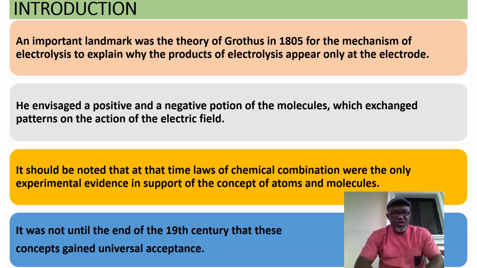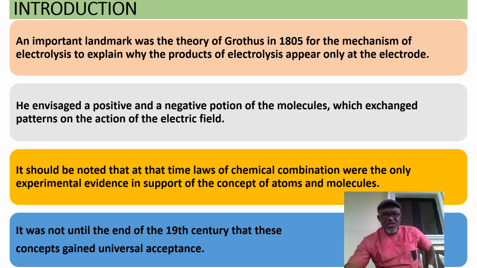Now, it should be noted that at this time, laws of chemical combination were the only experimental evidence in support of the concept of atoms and molecules. So it wasn't clear what was actually going on. It was not until the end of the 19th century that this concept gained universal acceptance.